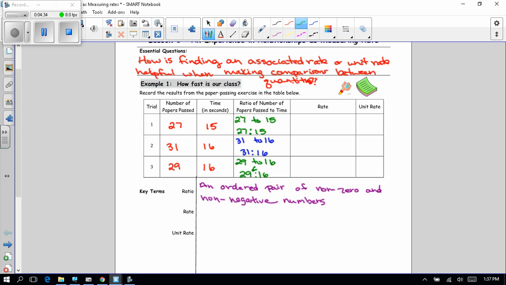Pretty straightforward, pretty easy, but we use vocab terms all the time, but maybe not necessarily know exactly what they mean. The next one is the word rate, right? Rate is a ratio. That thing that we just did, that's what a rate is. It is a ratio, but this time it's of 2 different quantities.